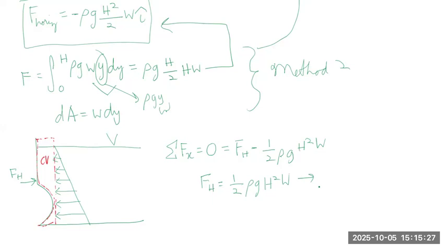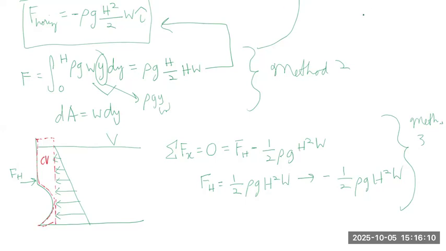Yes, FH is the horizontal force the wall exerts on the control volume. So the pressure force that acts on the wall is going to point in the negative direction. So it's actually going to be negative 1/2 rho g h squared times W, as we found in all these previous examples, previous steps. So let's call it method 3.